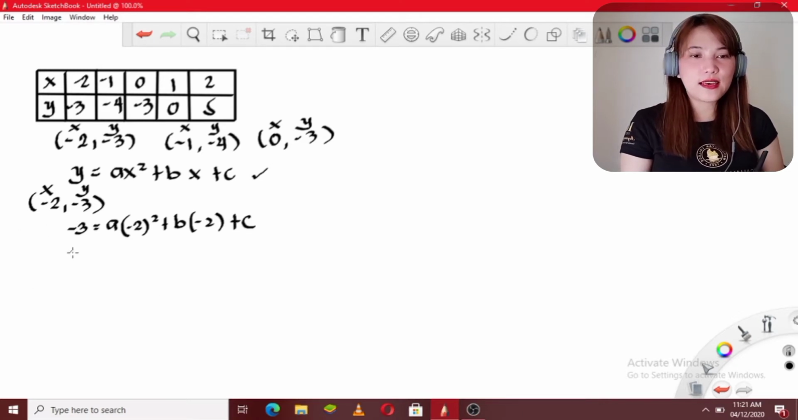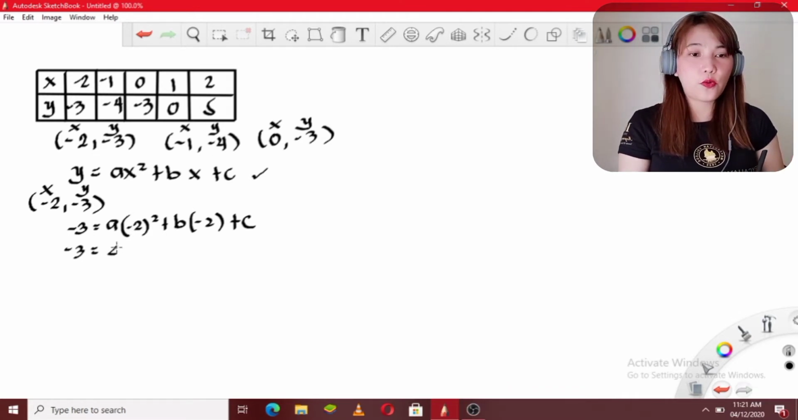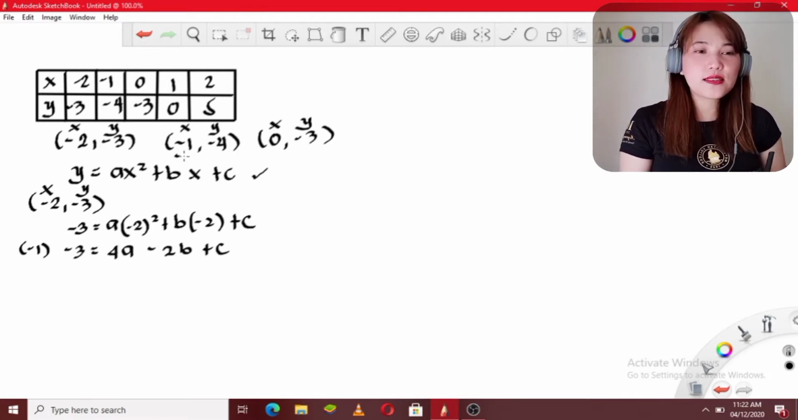So, ayusin natin. This will become negative 3 equals square ng negative 2. Ito. Let's solve for that. The square of negative 2 is 4. 4 times a. So, this is 4a. And then, plus b times negative 2. That is negative 2b. And then, copy plus c. So, nagkaroon tayo ngayon ng equation. Let's consider this as our equation number 1.